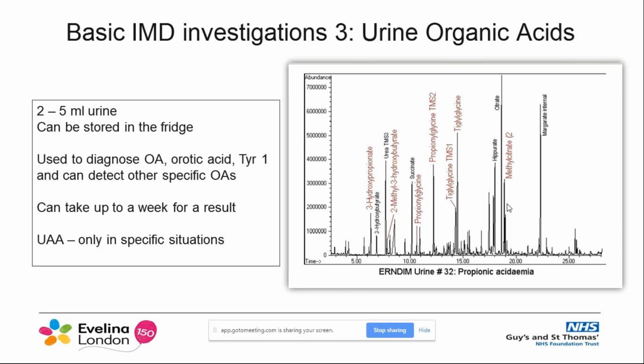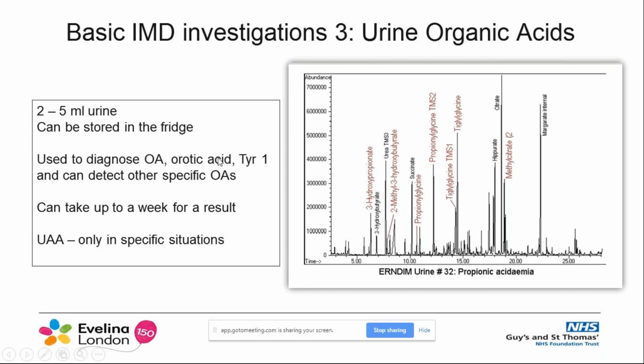And we look at, again, specific organic acids, and this is just an example of a chromatogram showing propionic acidemia, and this is what we'd see. So these are the metabolites specific to propionic, and some of the peaks are very high. So the methyl citrate is very high, and the propionate metabolites were extremely high.